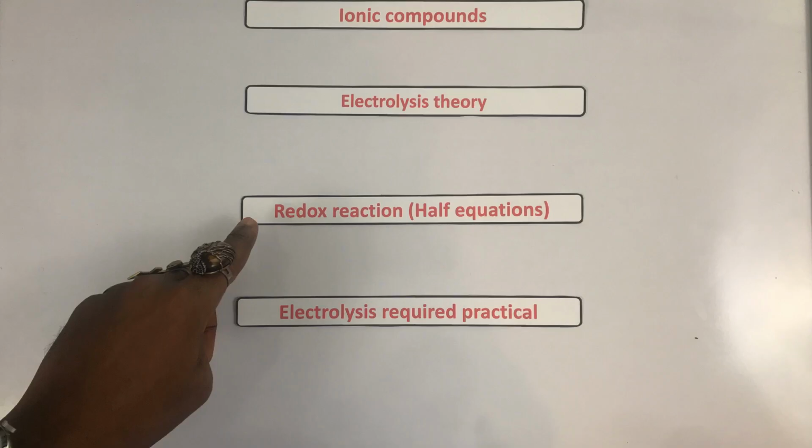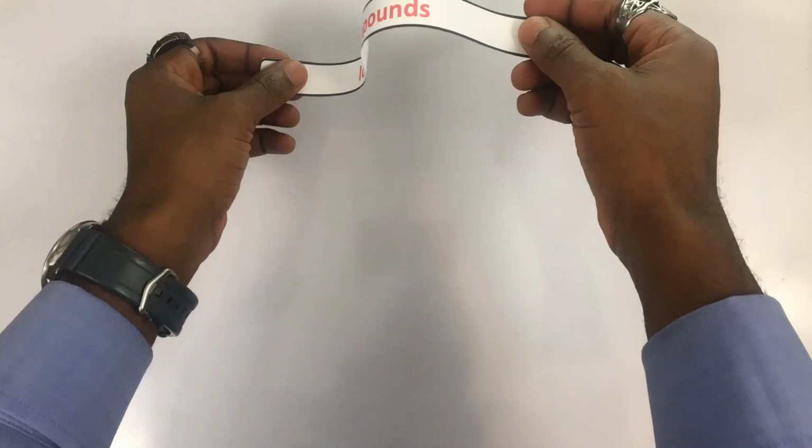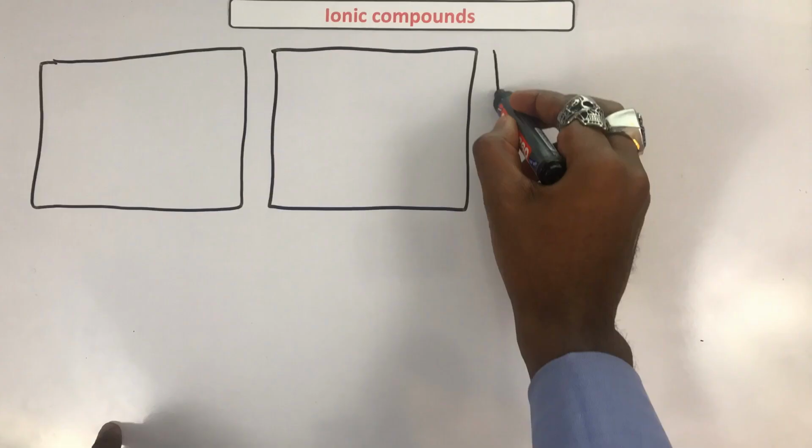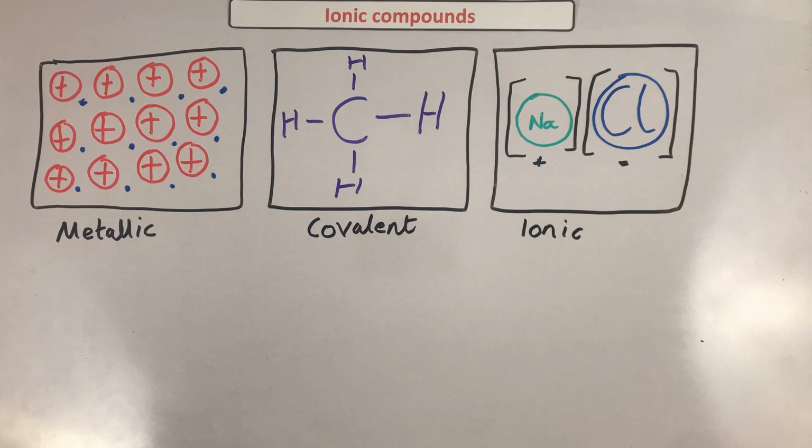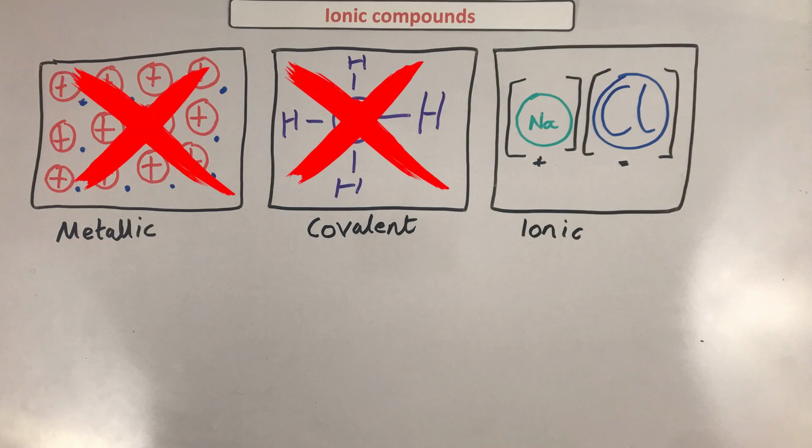Okay, let's get into it. There are three types of bonds that you need to know: metallic, covalent, and ionic. We will be focusing on ionic this lesson. These form when a metal and a non-metal react together. Let's take a quick detour and look at their atomic structure.